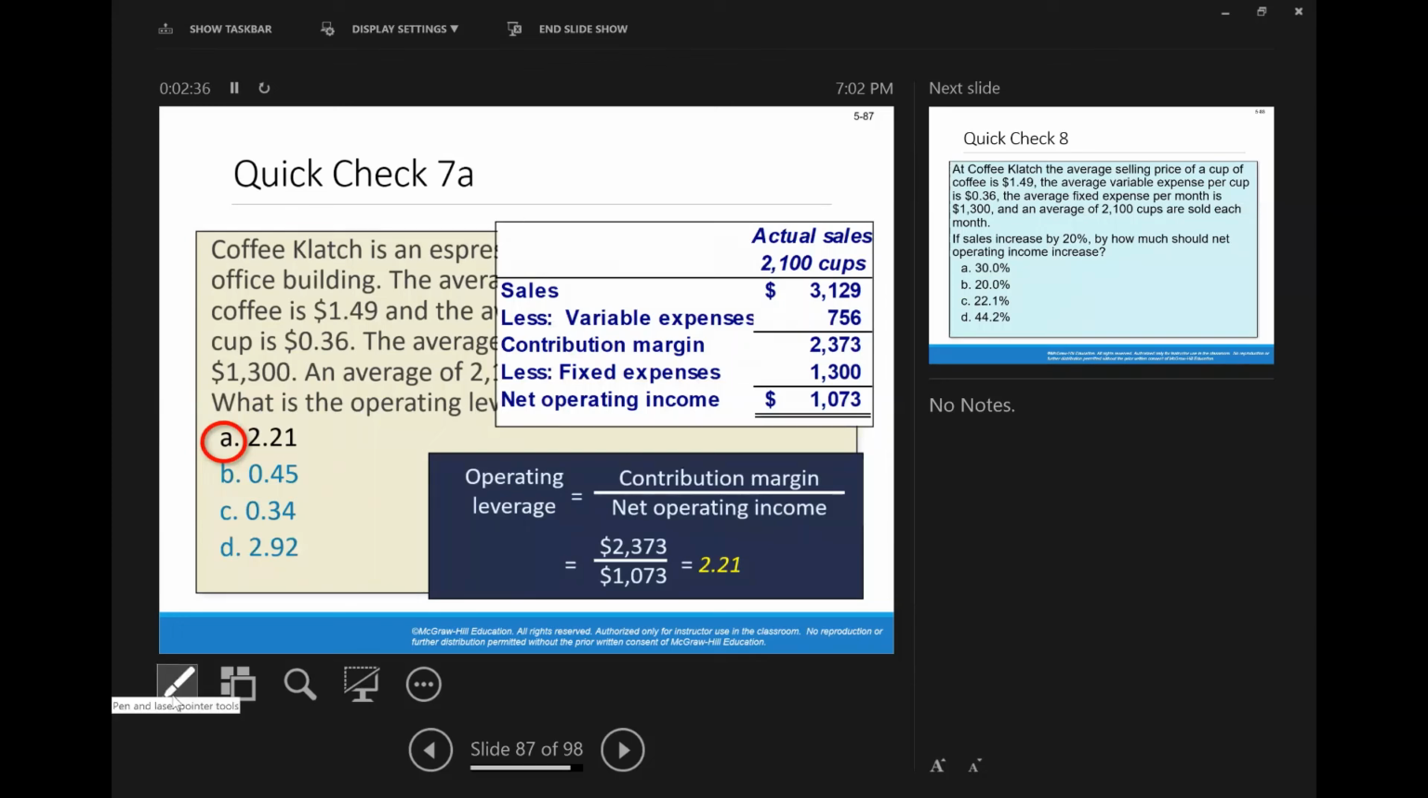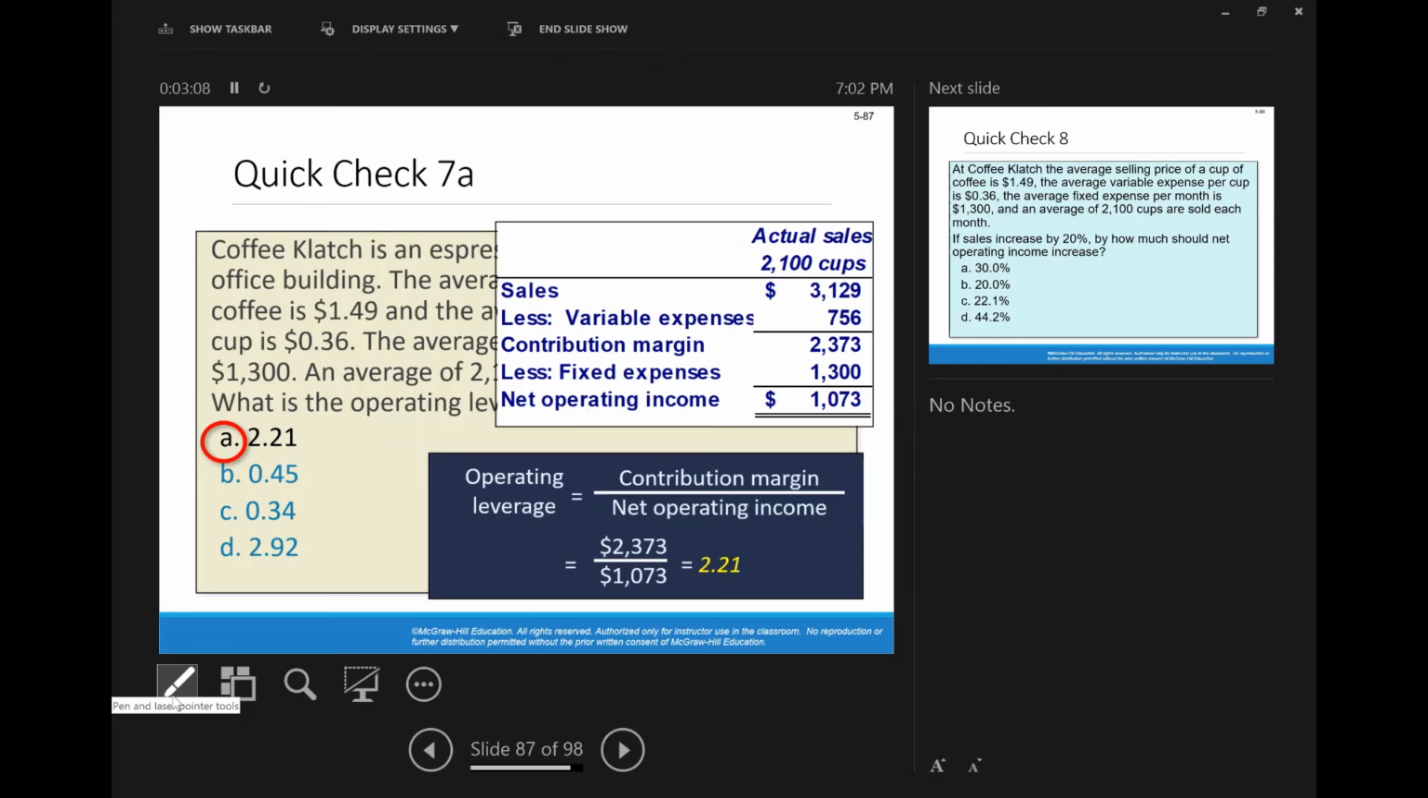Okay, so we have the actual cups of 2,100, so we're going to have sales of 3,129. Variable expense is 756. So we come up with our contribution margin, which is 2,373. And then our operating income is 1,073, because we have that fixed expense of 1,300. So we're just dividing the 2,373 by the 1,073, which gives us 2.21.